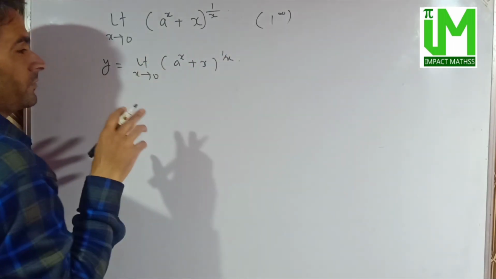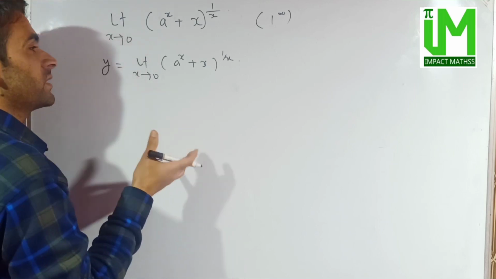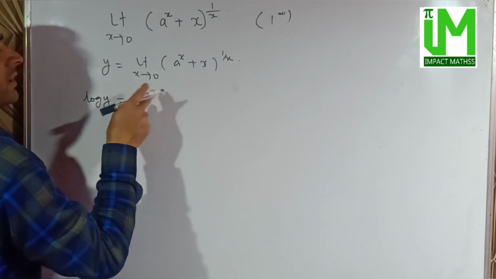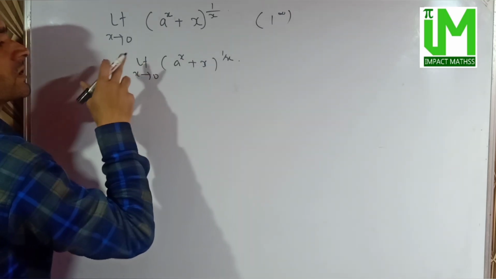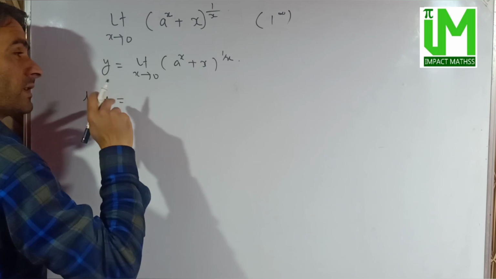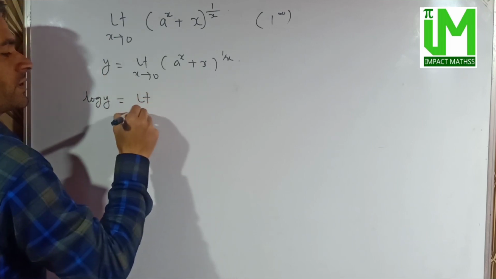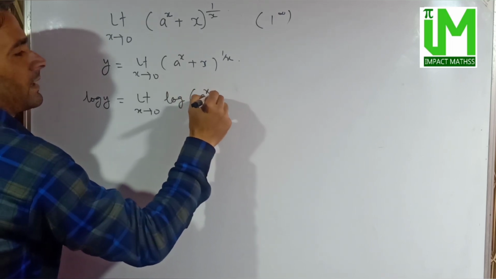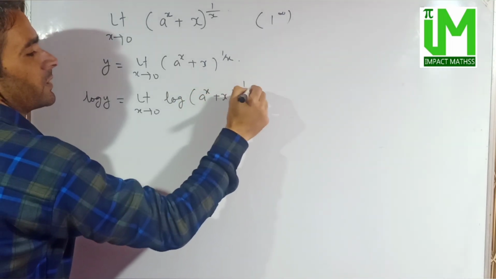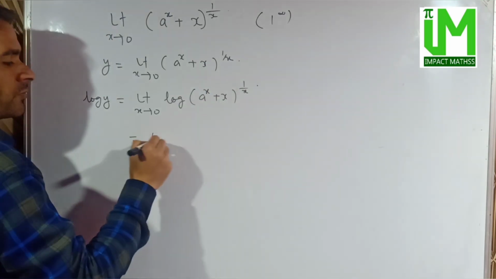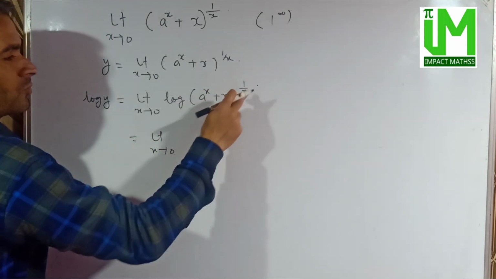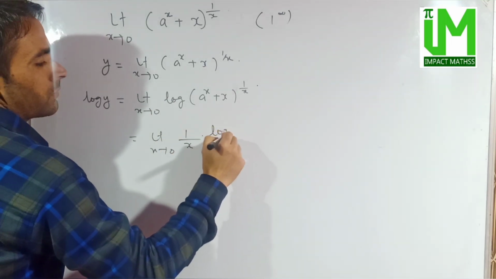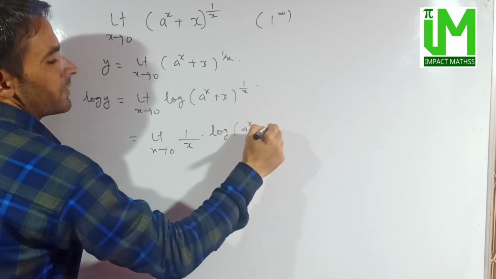अब 0 into infinity type में लाने के लिए, we'll be taking log both sides, so it will be log of y is equal to, again we know log of limit is limit of log, because log is a continuous function, so it will be limit x approaches 0 of log of (a raised to the power x plus x) whole raised to the power 1 by x. अब फिर से limit x approaches to 0, ये 1 by x multiply होगा 1 by x into log of a raised to the power x plus x.